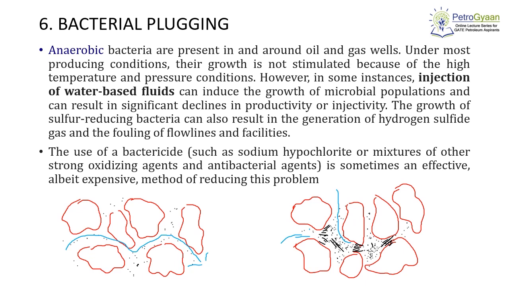Anaerobic bacteria are present in and around oil and gas wells in abundant quantity. The general tendency is that our in situ temperature is around 70 to 140-150 degrees Celsius, whereas our pressure is around 3000 to 15,000 psi. In such in situ conditions, the growth of this microbial bacteria is not stimulated. But when we inject foreign fluid, such as water-based fluid, during activity like hydraulic fracturing, the temperature will decrease and that will stimulate the growth of microbial bacteria.